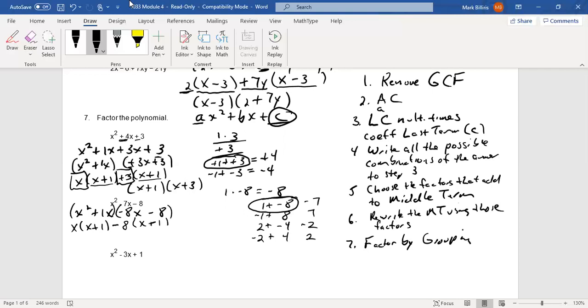Notice again, what's inside parentheses, exactly the same. That's our greatest common factor. And the values on the outside will be what's left when we divide that out of each. So our final answer would be x plus 1 times x minus 8.